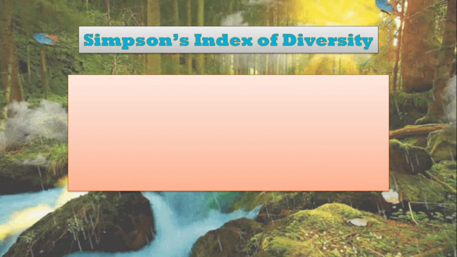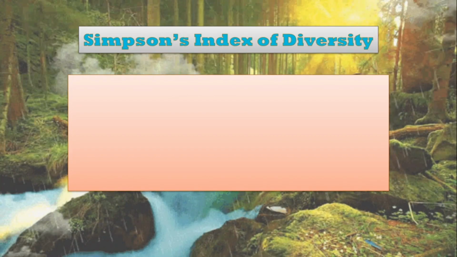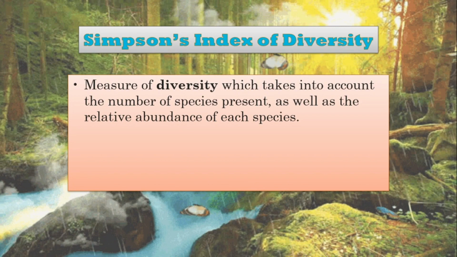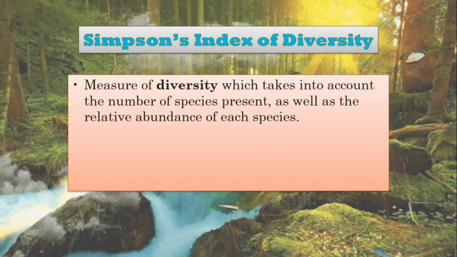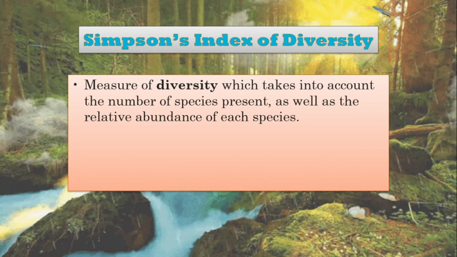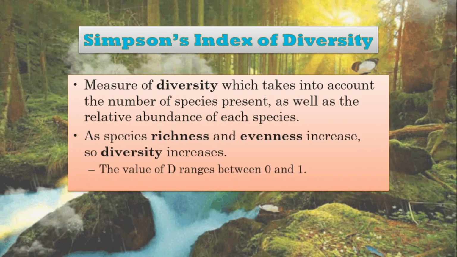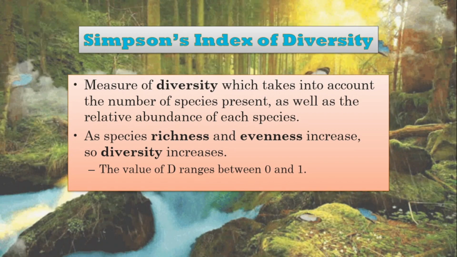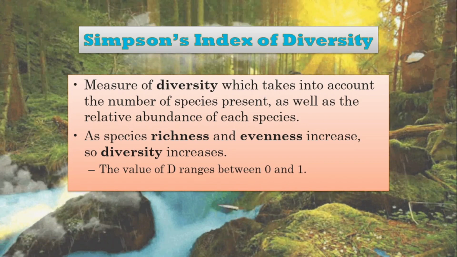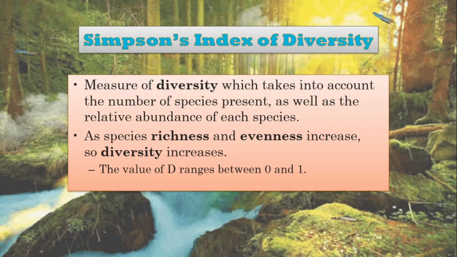Simpson's Index of Diversity. This formula is a measure of diversity which takes into account the number of species present as well as the relative abundance of each species. As species richness and evenness increase, so diversity increases. The value of D ranges between 0 and 1.